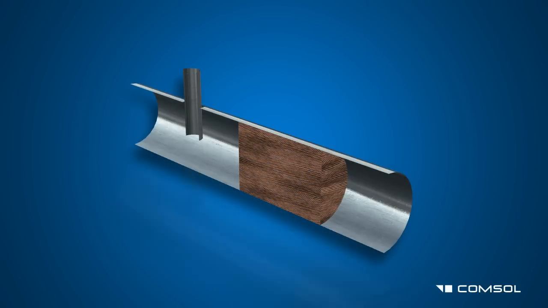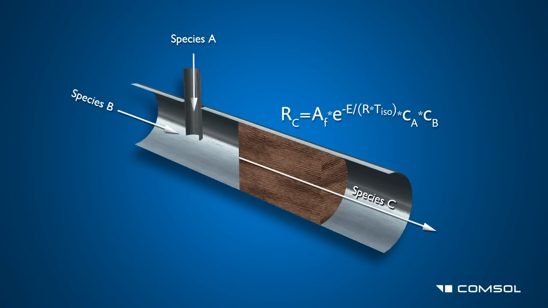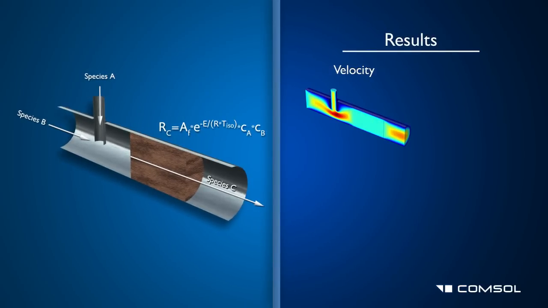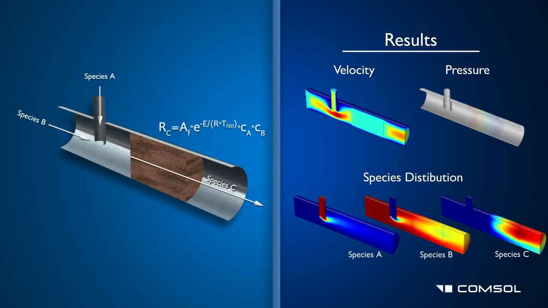This porous reactor model demonstrates the process of heterogeneous catalysis, where two reactants, species A and species B, enter into the model through an injection tube and a main tube respectively. They partially mix in the main channel before flowing through a porous catalyst bed, forming a third species C. The default results show the velocity, the pressure, and the species distribution in this reactor, while more detailed data will also be shown.